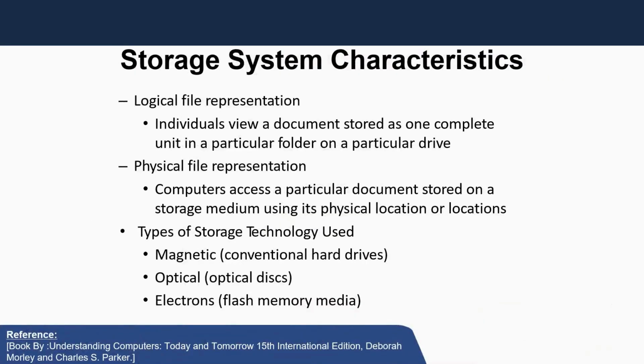So I have already explained the logical file representation, but I have yet to see what a physical file representation is and how it can be done. There are some different types of storage technologies that we used in computers. First is the magnetic, that is your conventional hard drives. Then we have optical like CD drives and Blu-ray and DVDs also. Then we have flash memory media like your SD card, like your RAM, like your cache, like your registers.